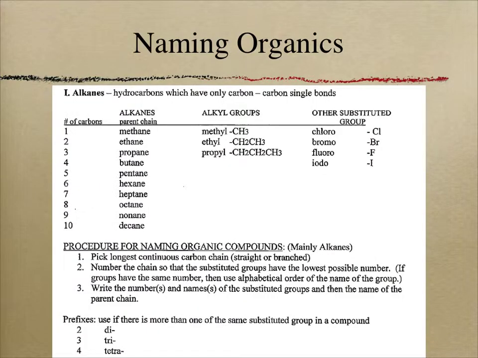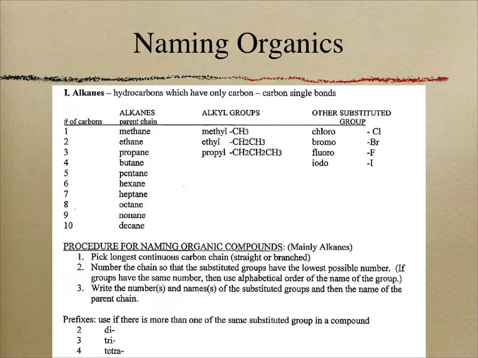Okay, so you should have a packet now that looks like this. And you see alkanes on the top, hydrocarbons, which only have carbon and carbon single bonds. And basically what you're going to be doing here is you're going to be following this procedure that's highlighted here. You're going to be following this procedure for naming organic compounds. Okay, and again, mostly alkanes. So it's pretty straightforward. You pick the longest continuous carbon chain, straight or branched. And I'll show you what I mean by that. But just as many carbons in a row, you count them.